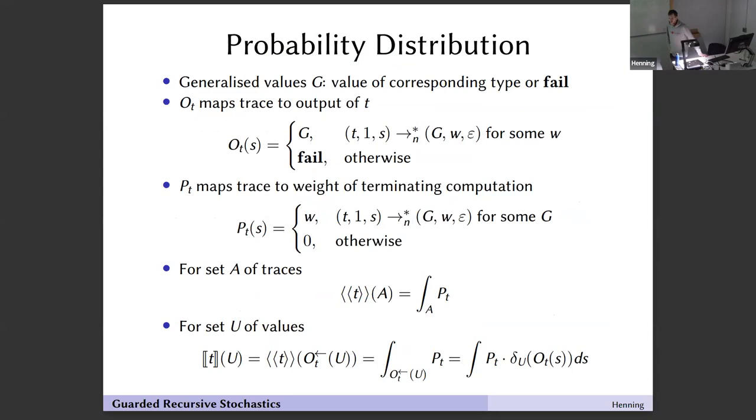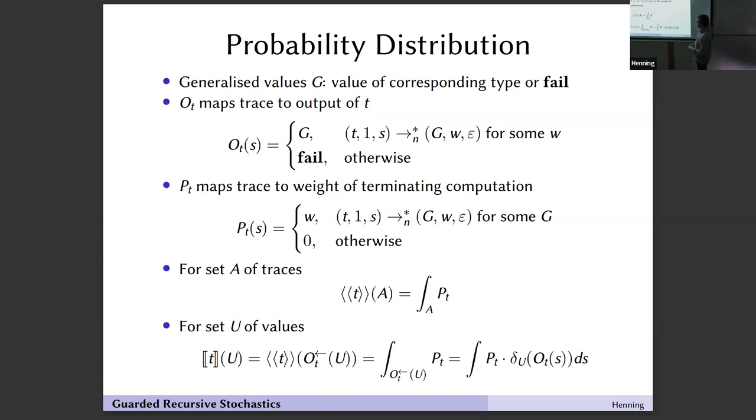Now you can turn this into something like a proper mathematical model where you need to do some measure theory, which I will not go through now. But the idea is relatively straightforward, but it is a lot of technical work to actually work everything out properly. So what we have is generalized values G. So these can be either values in the way you would expect them to be, right? It's just numbers. It can be pairs of numbers and lambda abstraction and so forth, the usual thing.